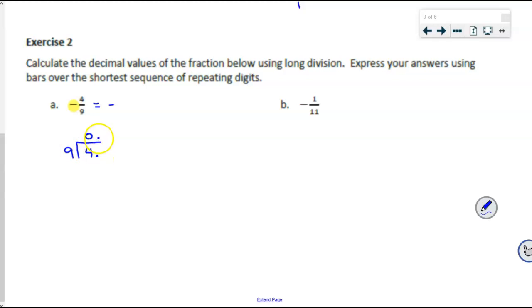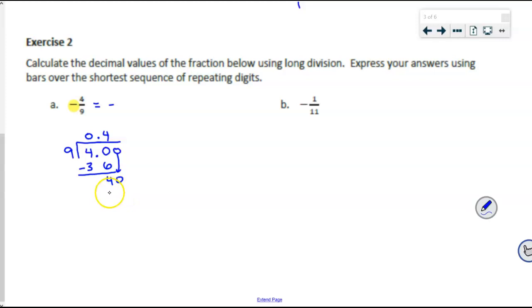Bring in that decimal and annex a 0. 9 can go into 40 4 times. 4 9s is 36. I was trying to get to 40. I only got to 36. There's 4 left over. So we annex a 0. And I'm back to where I started.